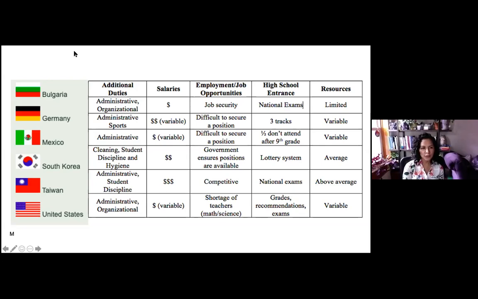And I'm going to follow some sort of geographical order. So we have Asia, we have Europe, and then we have the Americas. So to begin with Bulgaria, in addition to teaching content classes in content areas, teachers usually take on administrative and organizational roles in school. For example, they're in charge of conflict resolution among students who may be having problems.